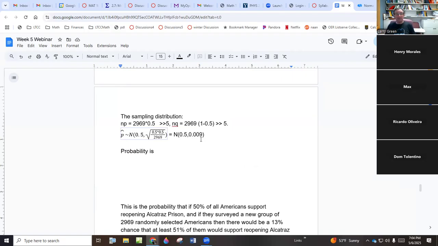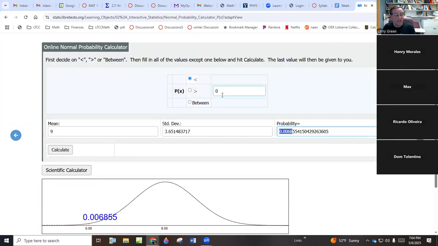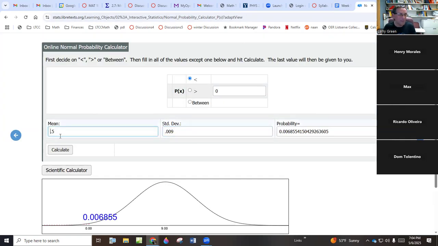Any questions so far? So now we can see what the probability of being at least 51% is. And I go to the normal distribution because the central limit theorem says it's a normal distribution because NP and NQ are both bigger than 5. Okay, our mean is 0.5. The standard deviation was 0.009, I believe. Yeah. In fact, maybe I'll make it easier for you to read. 0.5. You don't have to do this, but it just makes it easier to see. And 0.009.